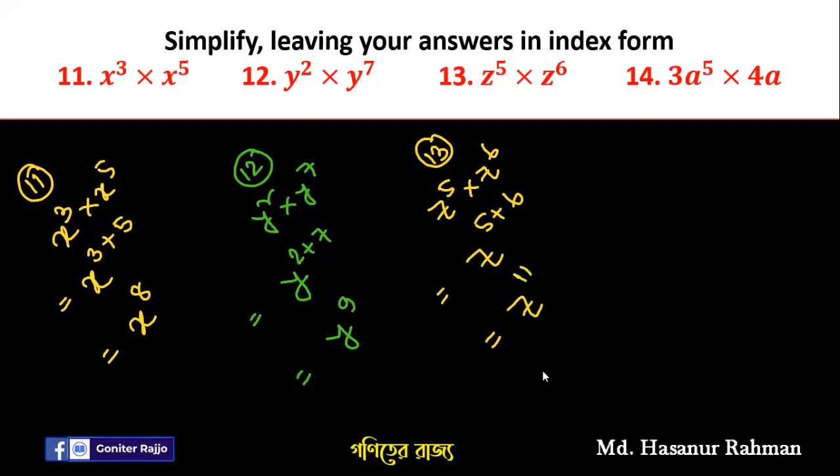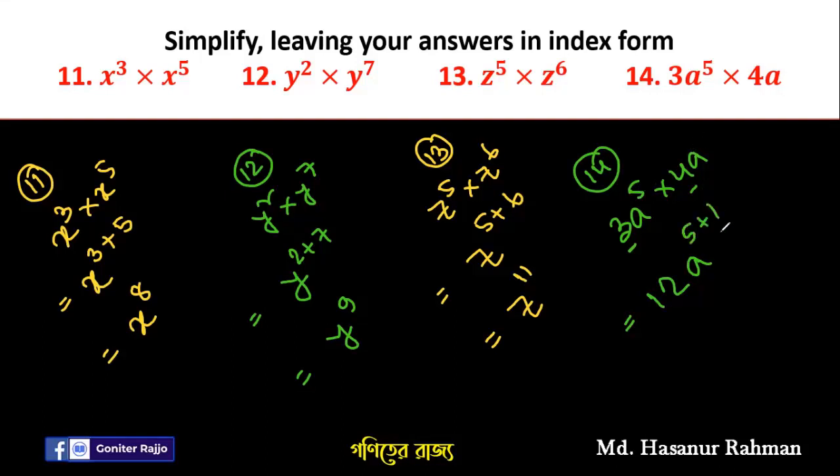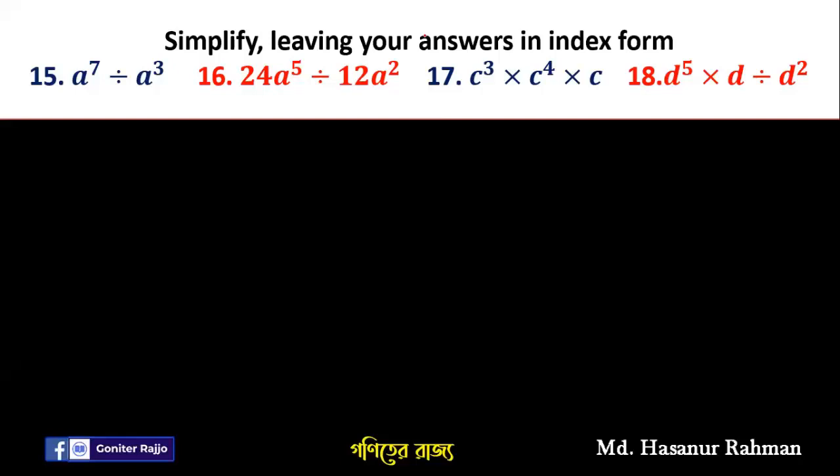And last one, number 14. Number 14 says 3a to the power 5 multiplied by 4a. So at first you have to multiply the numbers. 3 multiplied by 4, that will be 12. And a to the power, here the index is 5 and the index of this one is 1. So a to the power 5 plus 1. The answer will be 12a to the power 6. Very simple.